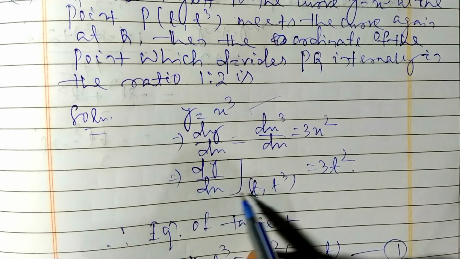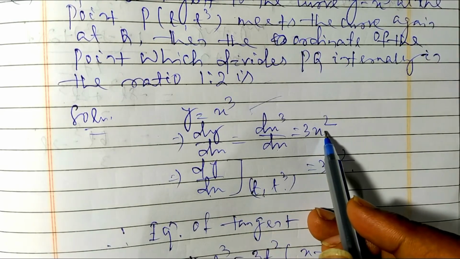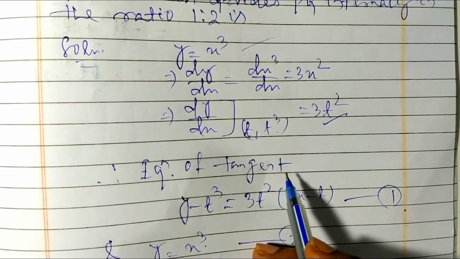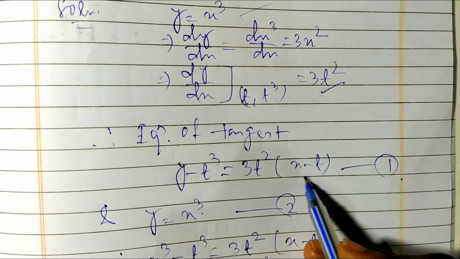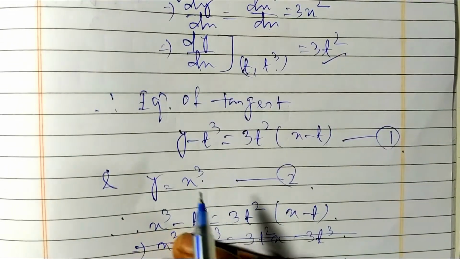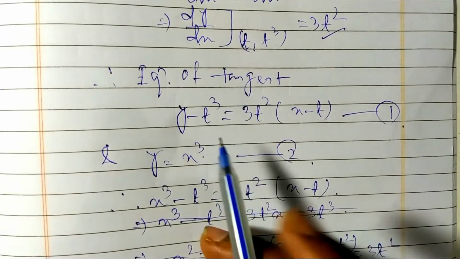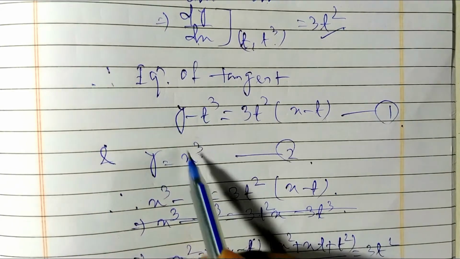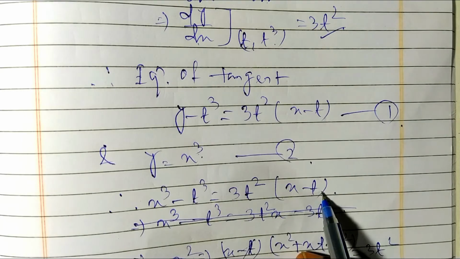So dy by dx at (t, t cube), that means in place of x we put t, it will become 3t square. So the equation of the tangent will be y minus y1 is equal to m whole into x minus x1, and y is equal to x cube is given. So first we will solve these two equations to find the intersection point. In place of y we substitute, so x cube minus t cube is equal to 3t square whole into x minus t.